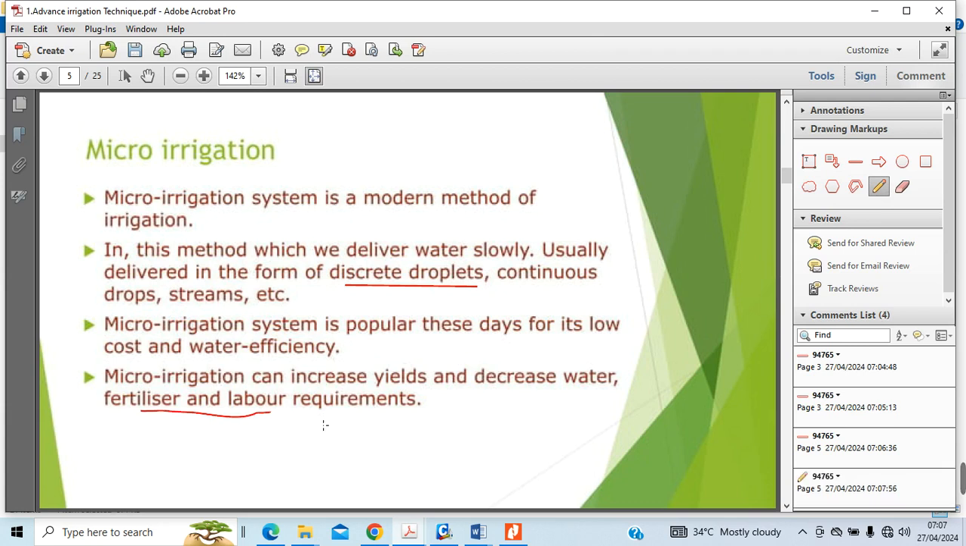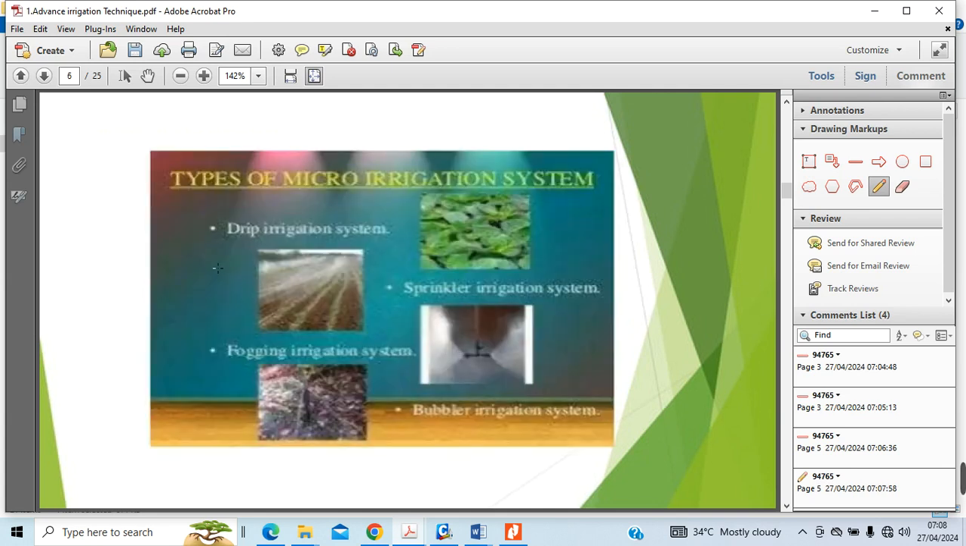Micro irrigation can increase the yield and decrease water, fertilization and labor requirement. These are the types of micro irrigation system: drip irrigation system, sprinkler irrigation system, forking, and bubbler. We will see this in detail.